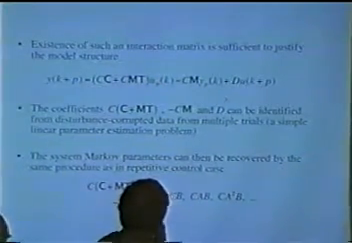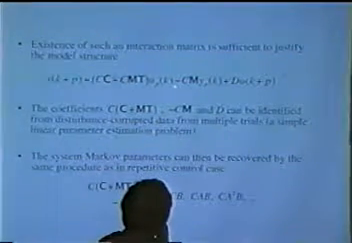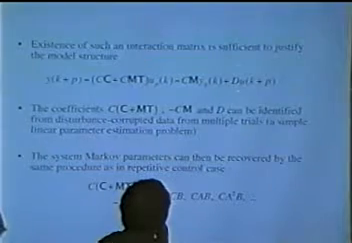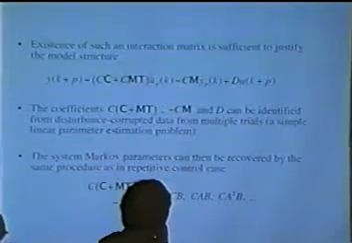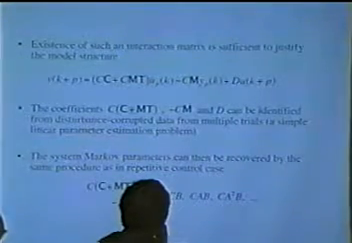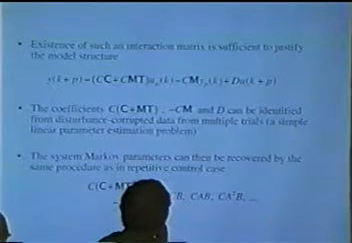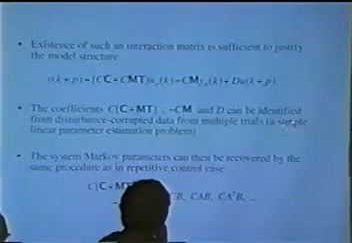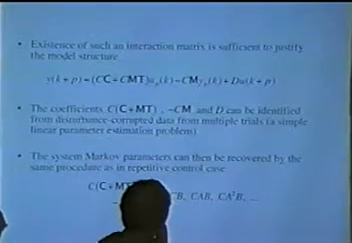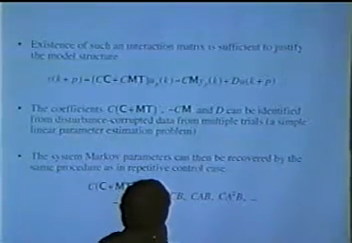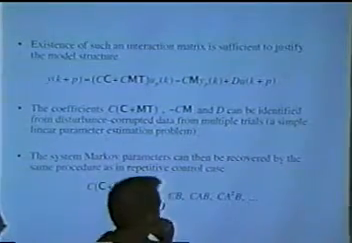This is a linear equation again in this combination of coefficients. That's one combination, this is another combination, and D by itself. So that's an input-output equation with a finite number of coefficients. You can easily identify that from input-output data from multiple tries, a simple linear parameter estimate problem. You can get out these combinations, and from them you can also back out the macro parameters.